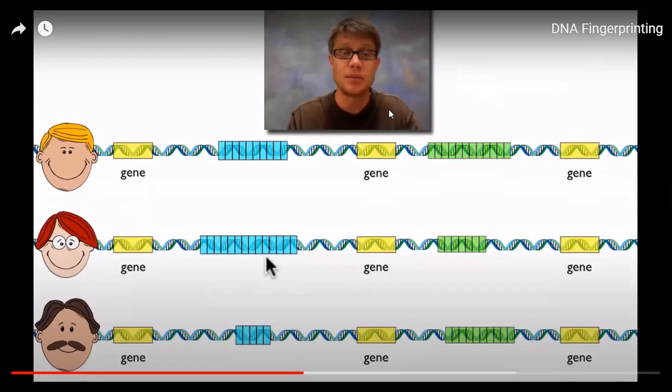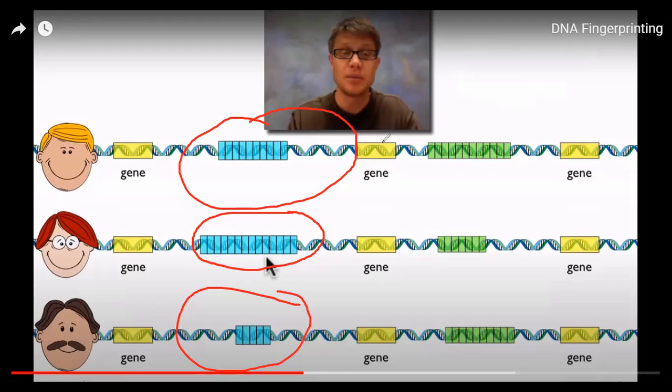فالDNA fingerprinting يا محمد based on this على repeat of DNA sequence وين؟ على non-coding part, not on the gene. ما إلها دخل بالجين.